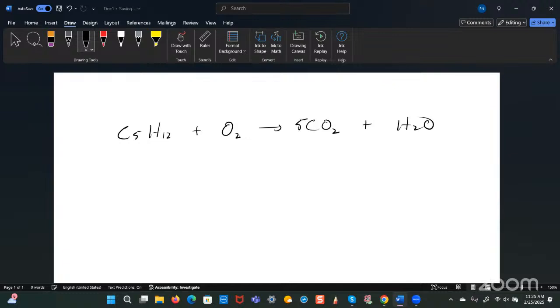Very good. Okay, what about the hydrogens? We have 12 hydrogens on the left. We have 2 on the right. So how would you balance the hydrogens in this case?